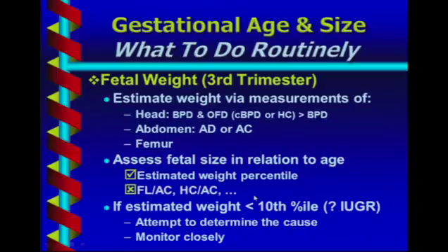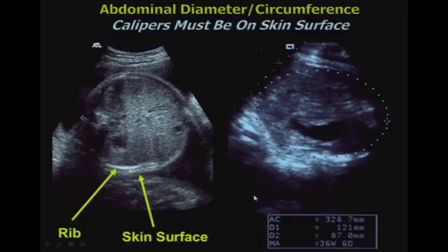Anytime the estimated weight percentile is less than the 10th percentile, we're worried about growth restriction, and then that sets off a set of actions to try and attempt to determine the cause and to monitor the fetus closely.